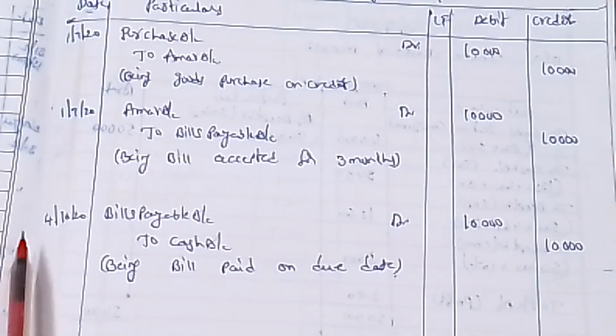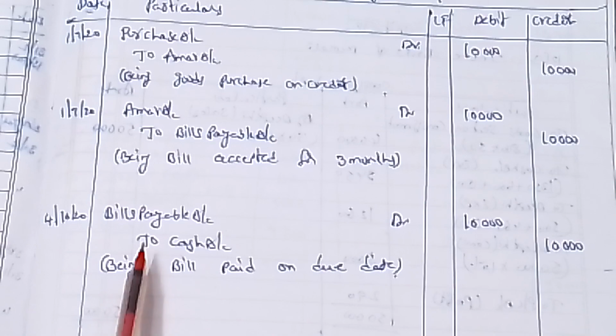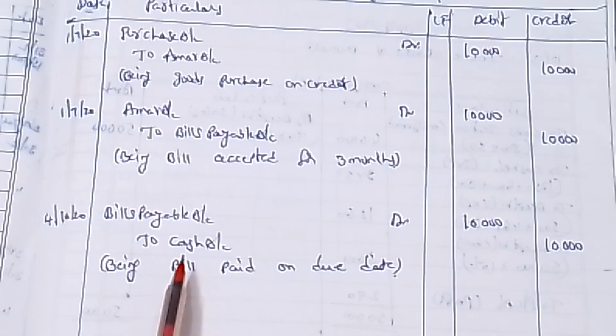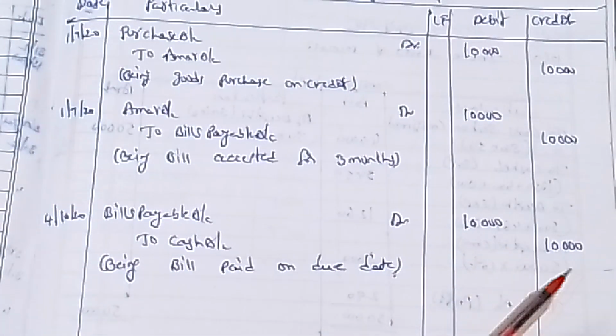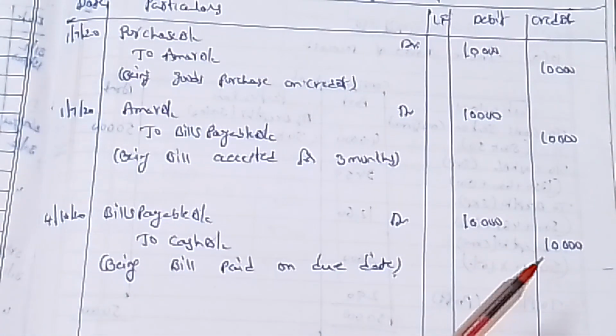4/10/2020, bills payable account debit to cash account. Being bill paid on due date, 10,000 rupees, 10,000 rupees. Okay, this is the solution for bills of exchange.